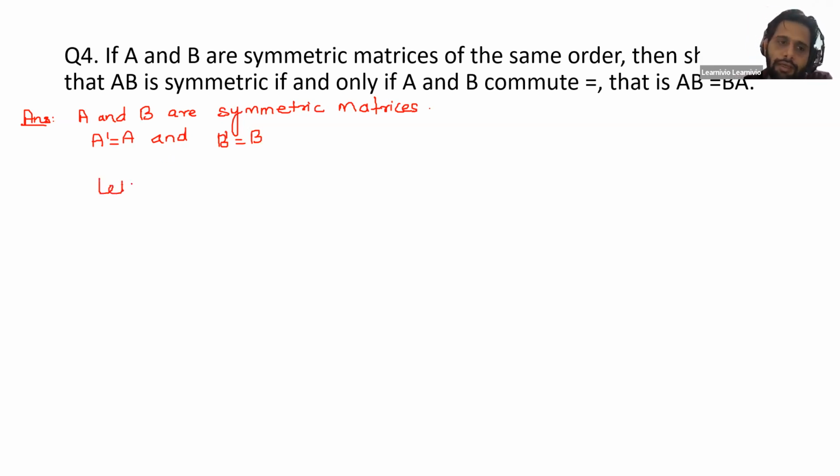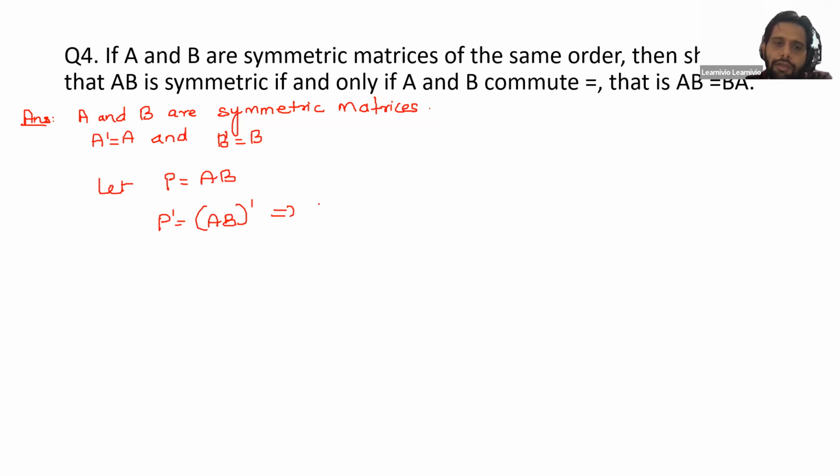So first of all, we will let P is equal to AB. Now we need to show that this is symmetric. So we will find P transpose. So this will become AB transpose. Now Yashika, can you tell me what is AB transpose? So B transpose, A transpose. Very, very good.